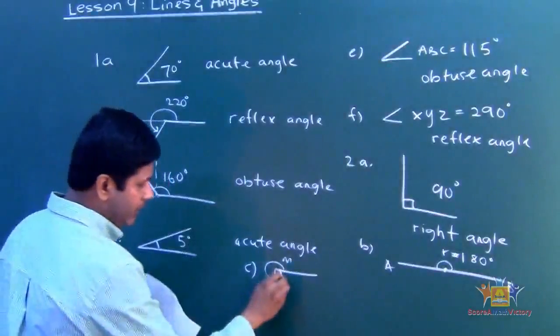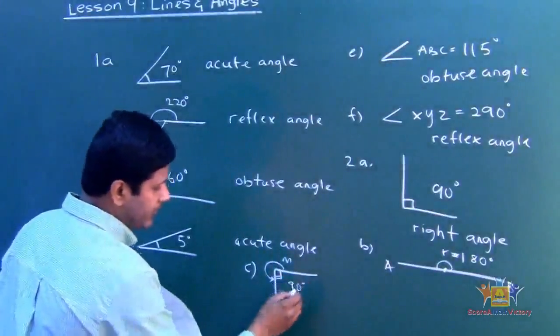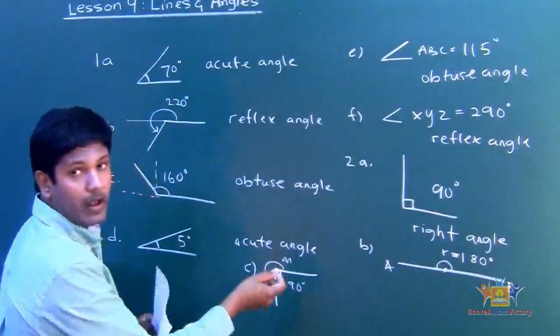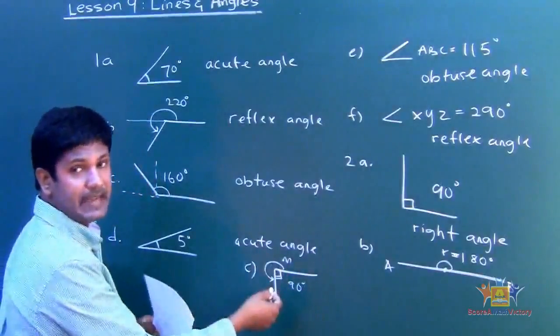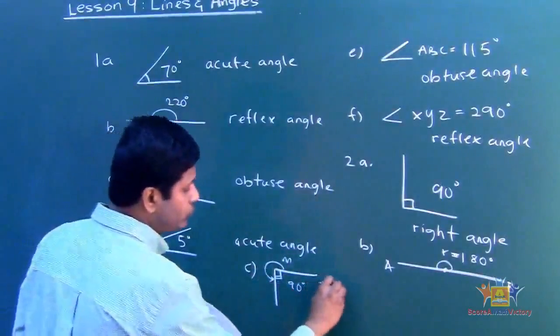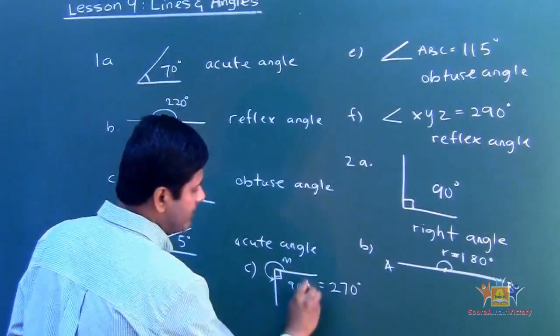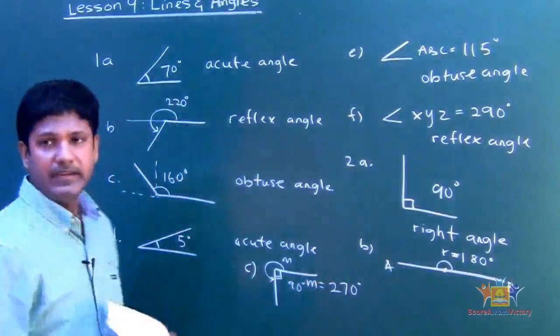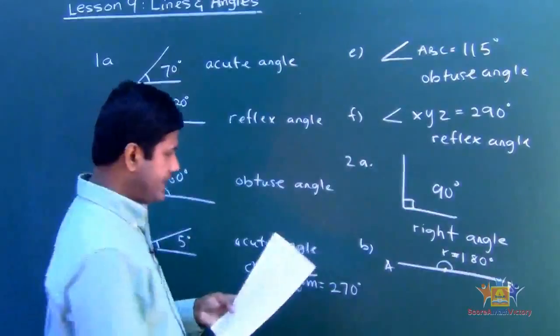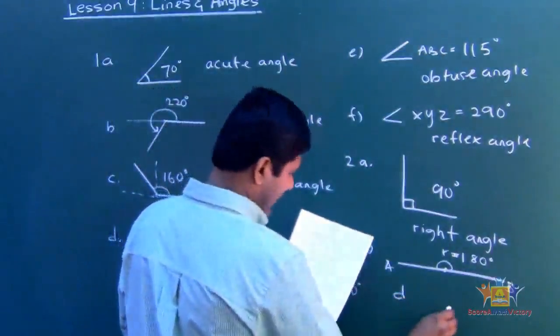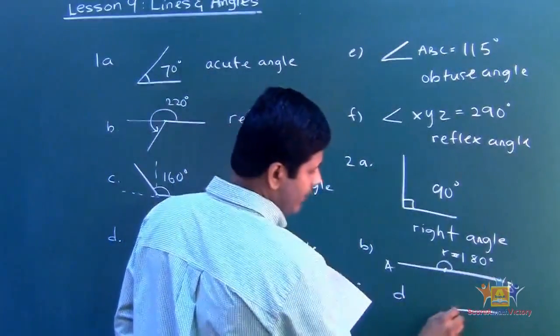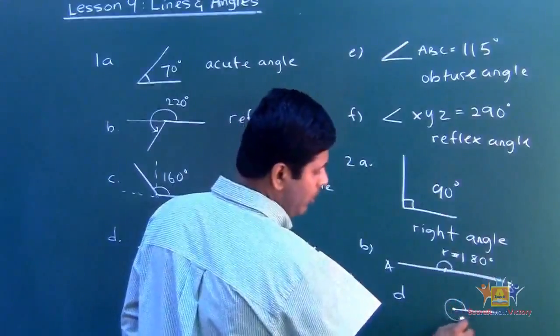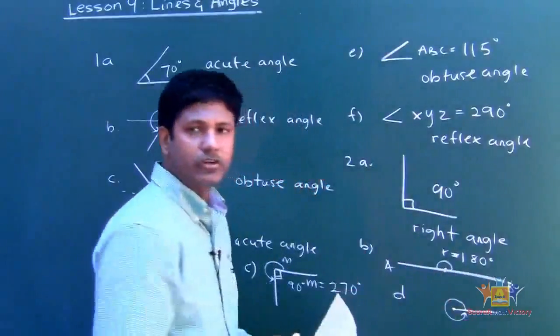And this just tells you what? This is 90 degrees. That means the top part would be what? 360 minus 90. That would make it 270 degrees. So M is 270 degrees. Okay. Now what about D? D, you got a center point and one line, and then you're going all the way around, a complete circle.